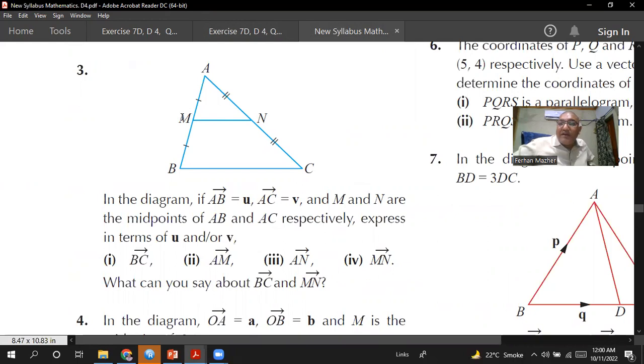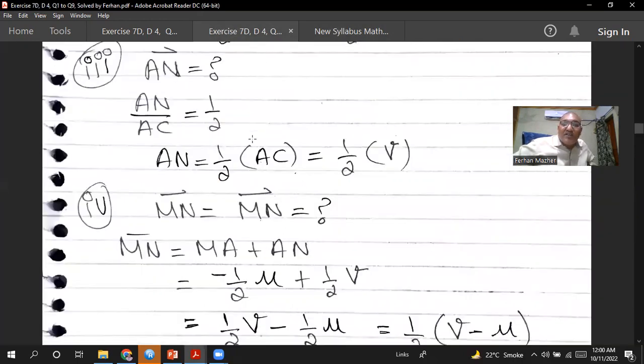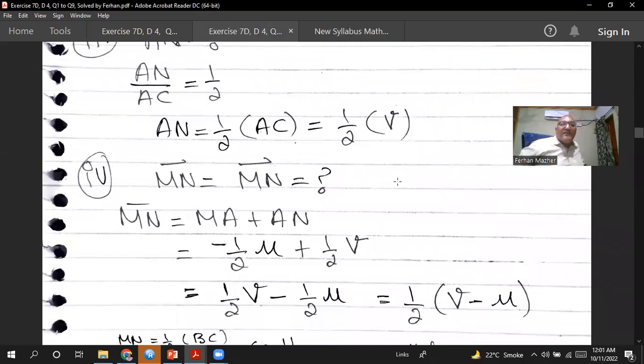They want me to find out MN. So very simple, the bypass is from M go to A, from A go to N. Okay, this is the bypass I'm going to use. So MN will be equal to from M go to A, from A go to N. So M to A will be minus 1 by 2 U and plus AN will be 1 by 2 V. So it will be 1 by 2 V minus 1 by 2 U. 1 by 2 can be taken common, and so we will have 1 by 2 bracket V minus U. So this is how you will be doing this.